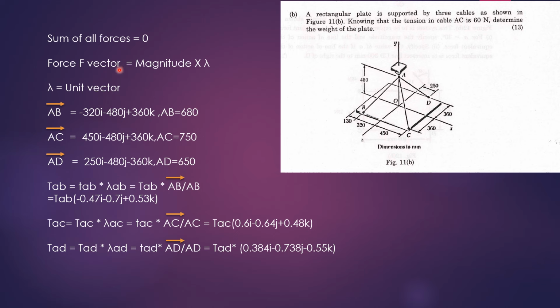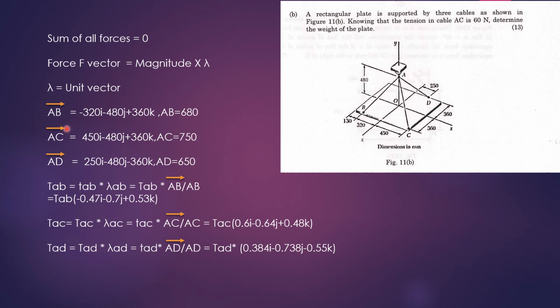F is the vector, and we can write it as the magnitude F multiplied by the unit vector. Unit vector is one unit of the vector in that force direction. When you calculate this AB, take A point as 0, 0, 0. So this is plus, this is minus, and plus y, minus y, plus z, minus z. If you mark the points like that, you will get the AB vector. Here i is the unit vector in the x direction, j is the unit vector in the y direction, k is the unit vector in the z direction.